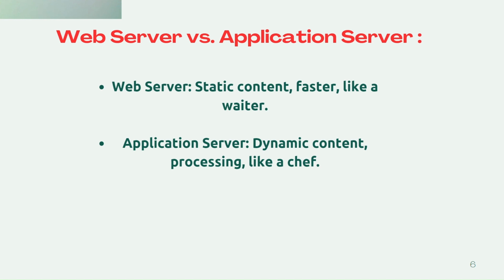And next is the application server. So the application server is dynamic content processing like a chef. An application server is more like a chef in a restaurant. It's responsible for creating and customizing dishes based on a customer request instead of serving the same menu to everyone. And it takes specific orders, cooks unique dishes and adds a personal touch, right? So application servers process data, interact with databases and generate dynamic content based on user input or requests, right?